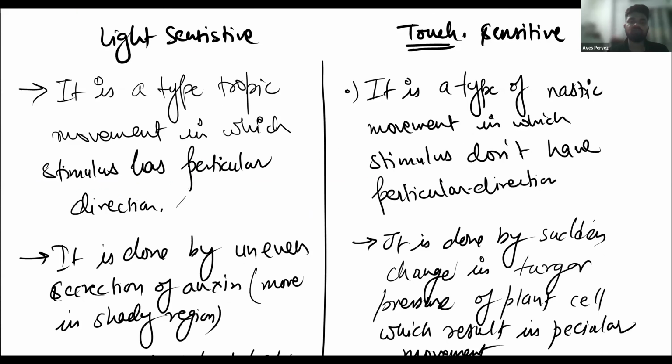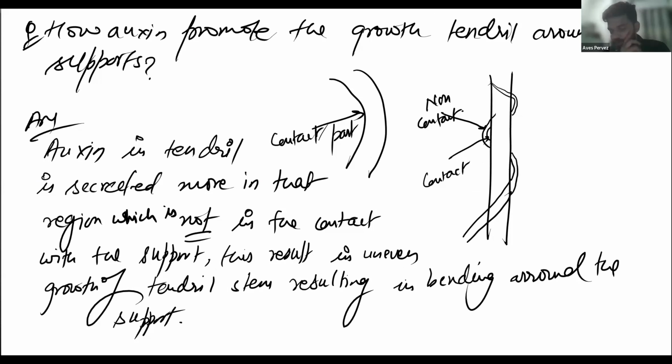Now we're just going to discuss a very important question that usually comes in the examination. The first one was why the shoot of the plant bends when a unilateral direction of light is given to the plant. Now the next one is a similar type of question about auxin and the tendrils. What are tendrils?